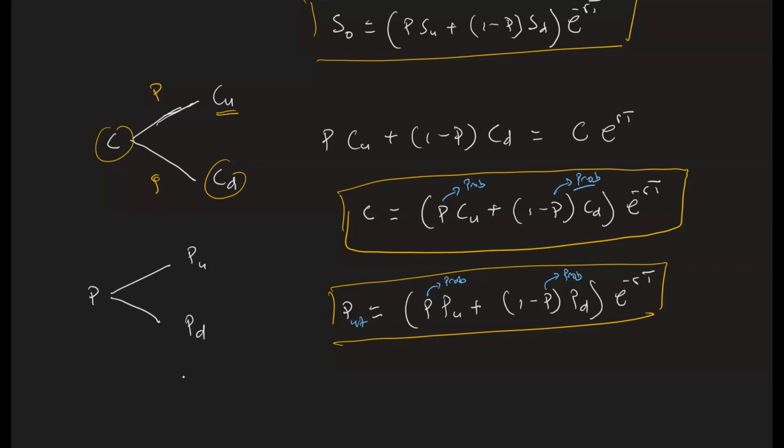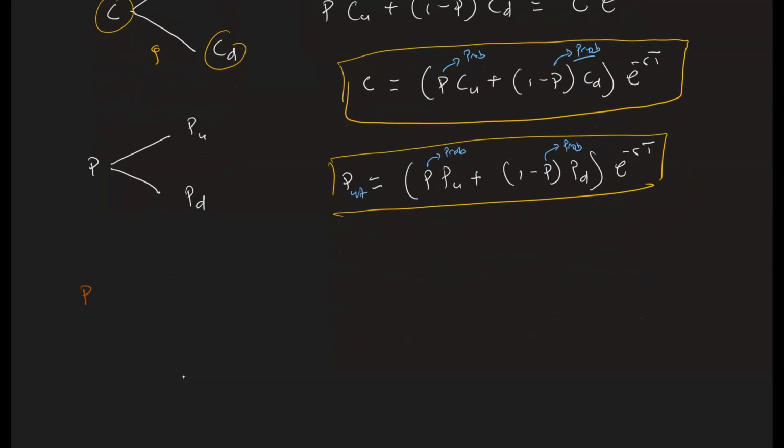Now the question is, how do we estimate that risk neutral probability? Well, I'm not going to derive this, but it turns out that that probability P is actually equal to the future value of $1 minus D, divided by U minus D. And U is going to be equal to S up divided by S0, and D is going to be equal to stock down divided by S0.